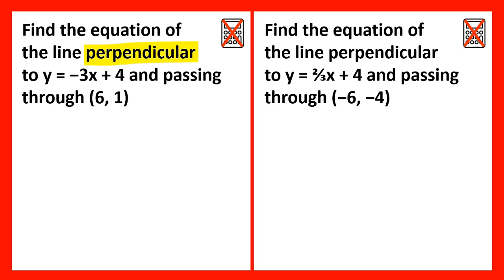Perpendicular lines are lines that intersect at a right angle of 90 degrees. The key rule is if two lines are perpendicular, the product of their gradients is -1. The general form for an equation of a line is y equals mx plus c, where m is the gradient or the slope, and c is the y-intercept where the line crosses the y-axis.